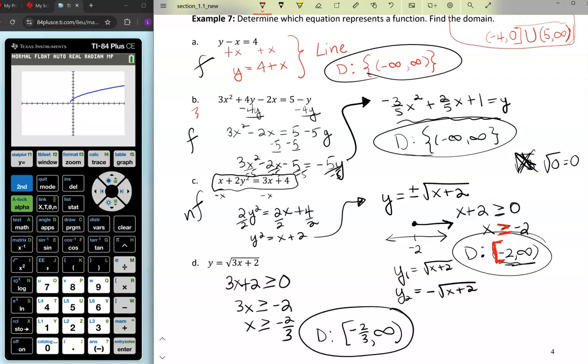All right, so we're going to talk a little bit more about how to find that -2/3 on our calculator in our next video, and we will still be working through section 1.1.